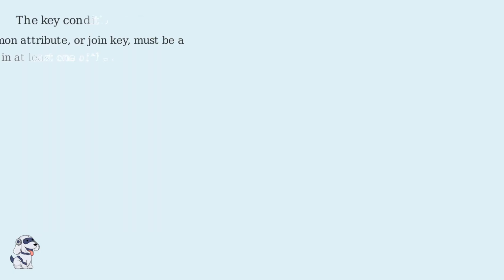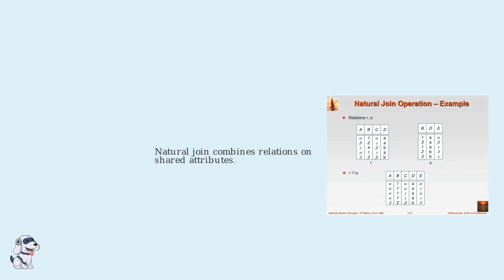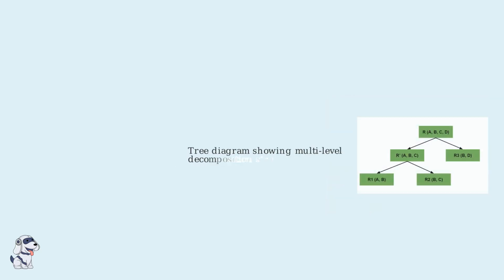The key condition is that the common attribute, or join key, must be a superkey in at least one of the subrelations. Here's an example showing a relation R being decomposed into R1 and R2, then recovered through natural join to get back the original R. This image illustrates the natural join operation, where relations R and S are joined on their common columns to produce a combined result. Finally, this tree diagram shows how a relation can be decomposed into multiple subrelations in a hierarchical manner.